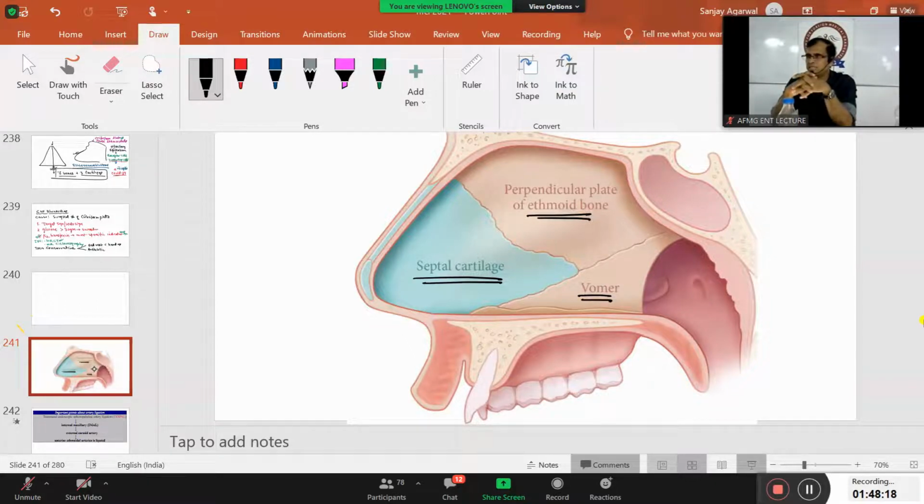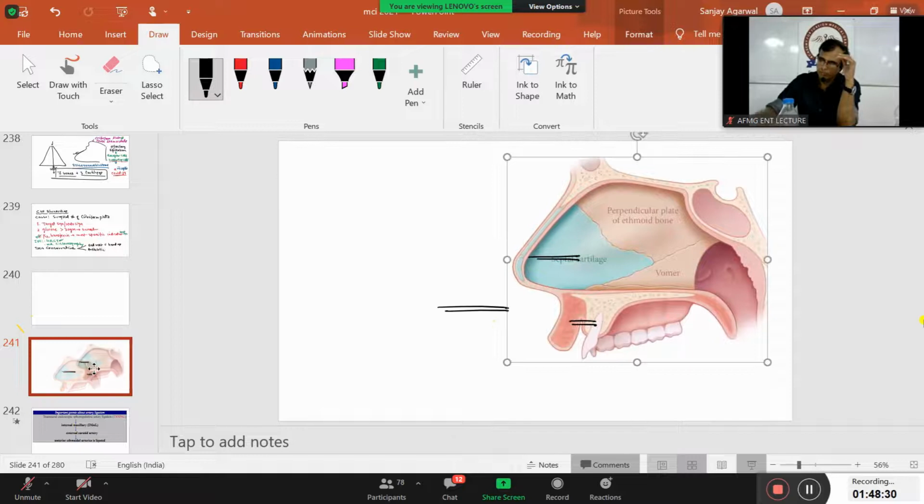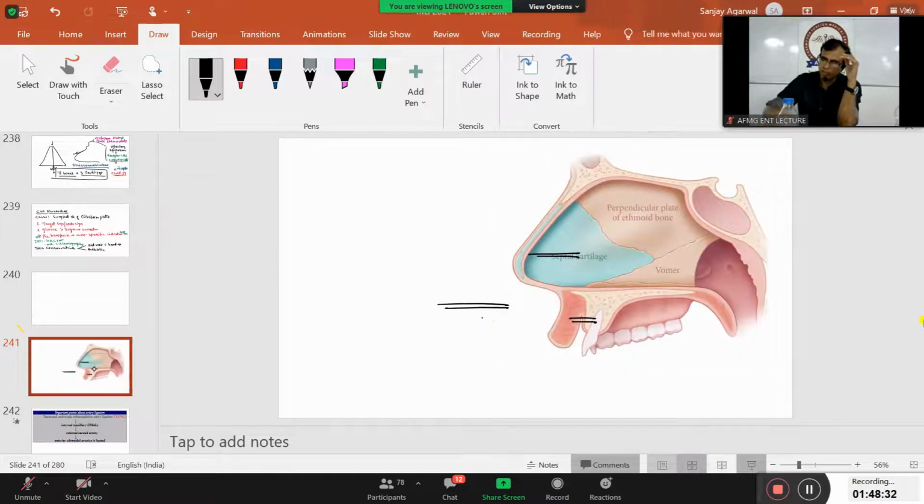And you should be able to identify them as well. Now, about septal cartilage, we have to know 2 more points.